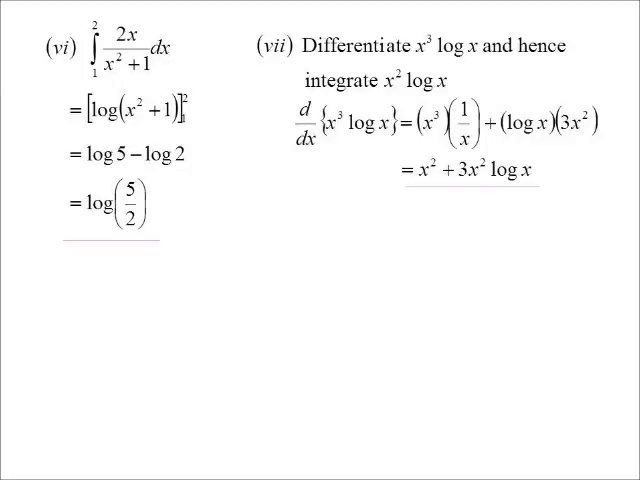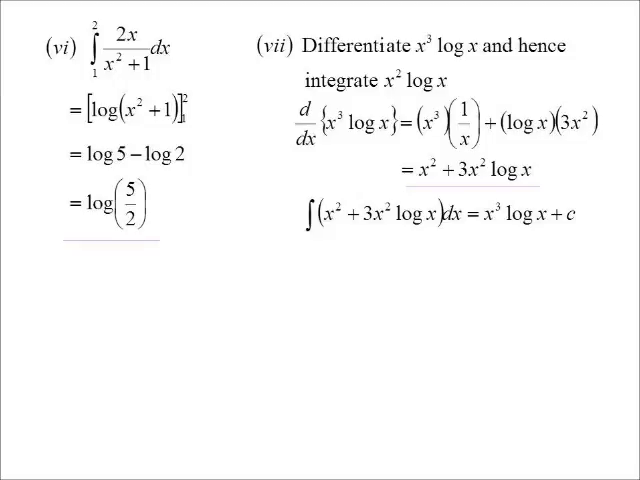So what do I know? I know that when I differentiate x cubed log x, I get x squared plus 3x squared log x. Therefore, when I integrate x squared plus 3x squared log x dx, I get x cubed log x. But now I look at this, and instead of just being simply a statement, I'm thinking of it like an equation, where I can move terms from one side to the other. And what do I want to make the subject? The integral of x squared log x is what I want to make the subject.